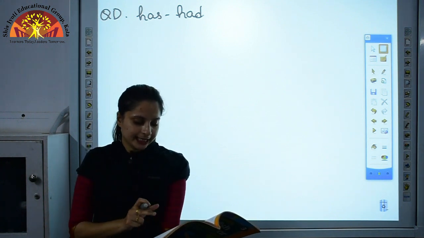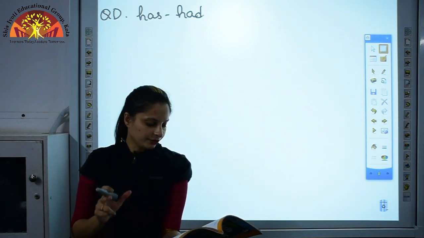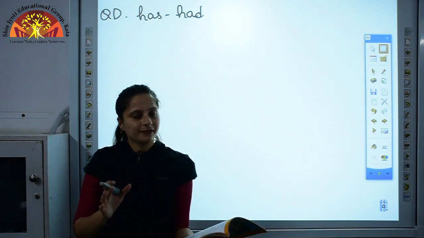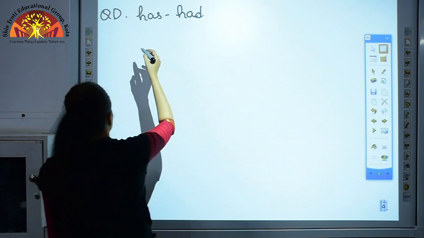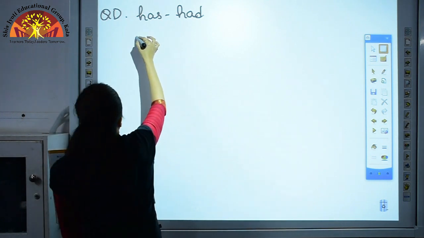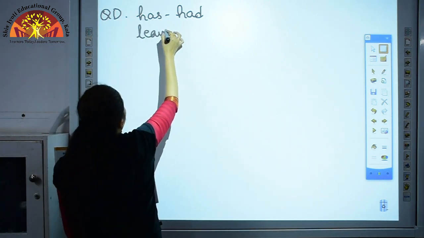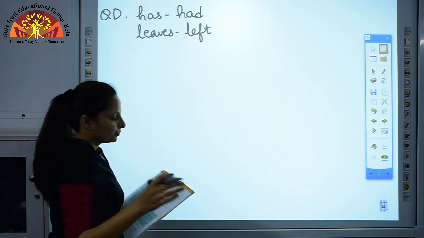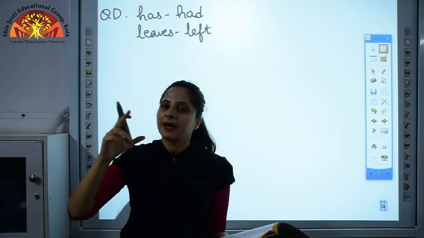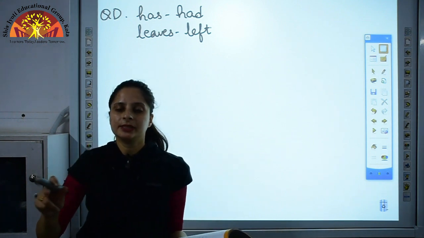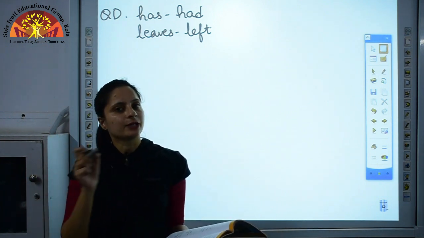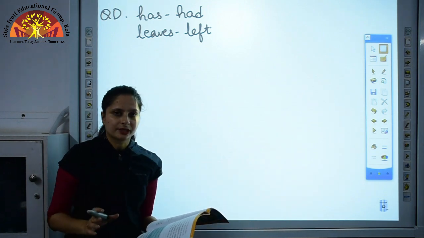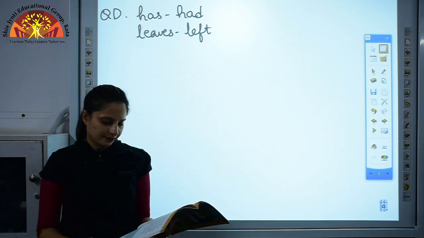Third one, he leaves for school at 7:45 a.m. What will be the past of leaves? It will be left. Okay. Past of leaves will be left. You have to write the paragraph again by changing the underlined words into their past form, and you have to also underline them. Okay. So you do it yourself and then you can check from the PDF.